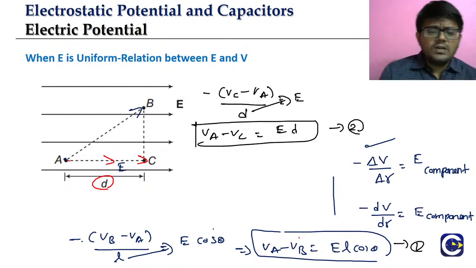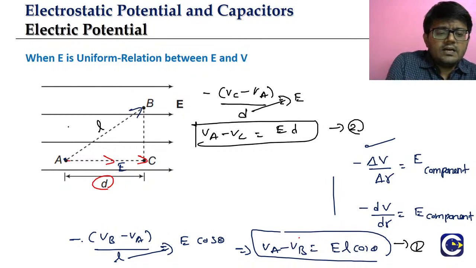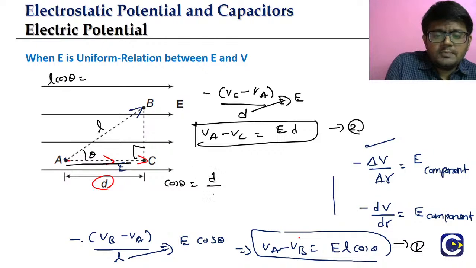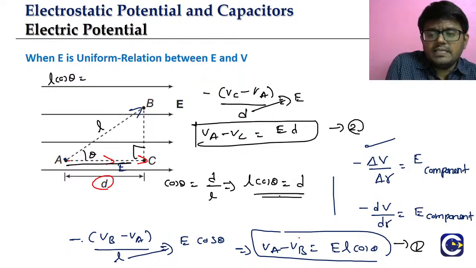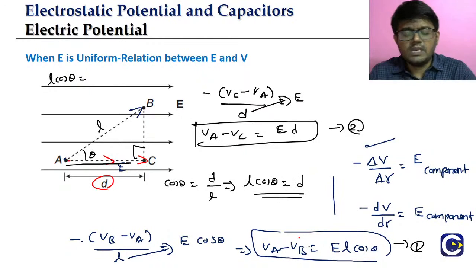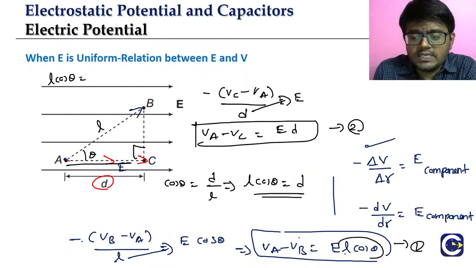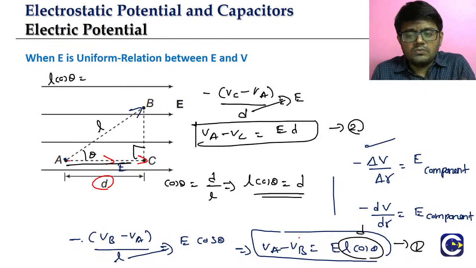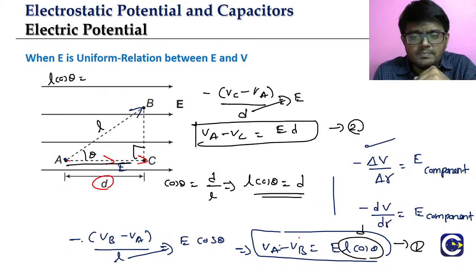If you look at this, L is the length and this is theta. What is L cos theta? In this particular right angle triangle, cos theta is adjacent by hypotenuse. So L cos theta is nothing but D. So in equation 1, instead of L cos theta we can substitute D. Compare equations 1 and 2.